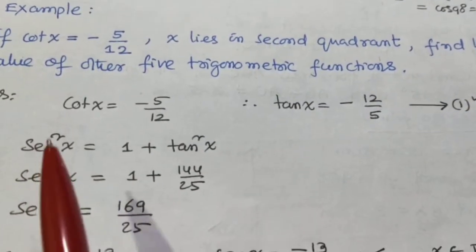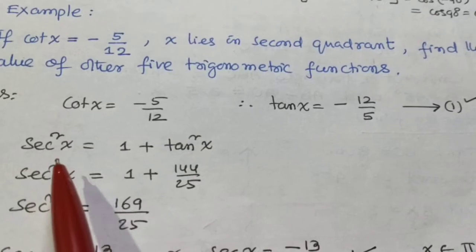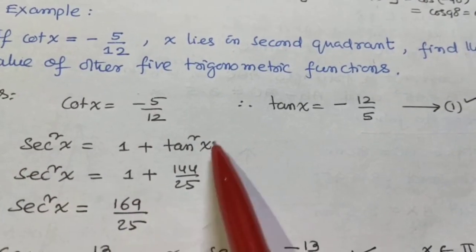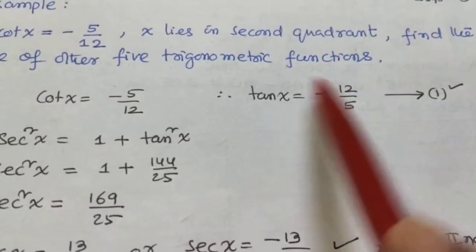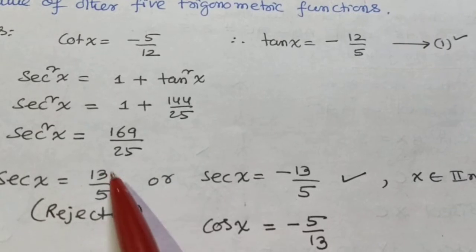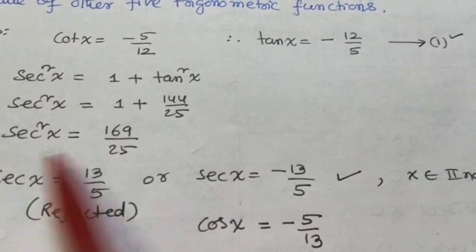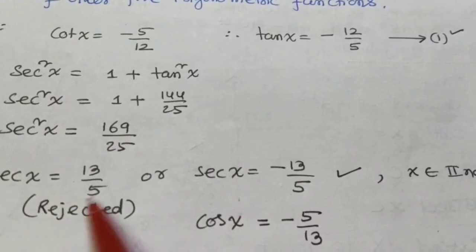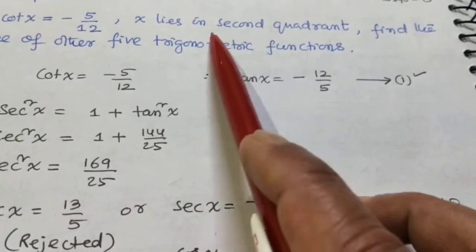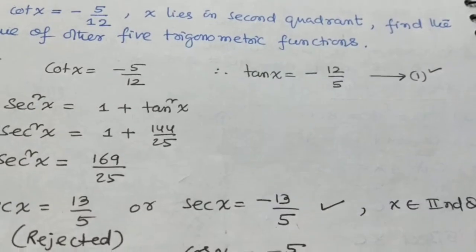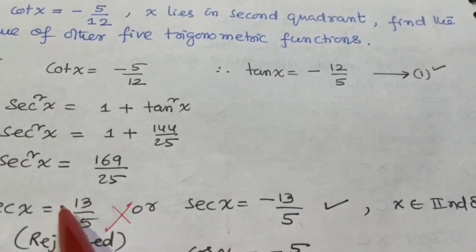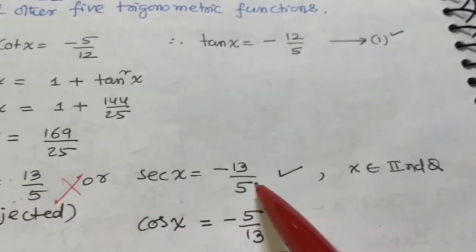We know from the basic trigonometric identities that 1 plus tan square is sec square. So sec square is 1 plus tan square; we square the tan value and add by taking the LCM. Sec x you get two values: sec x is 13 upon 5, and sec x is minus 13 upon 5. But x lies in the second quadrant. Therefore, minus 13 upon 5 is valid and the other value is rejected. Understand?